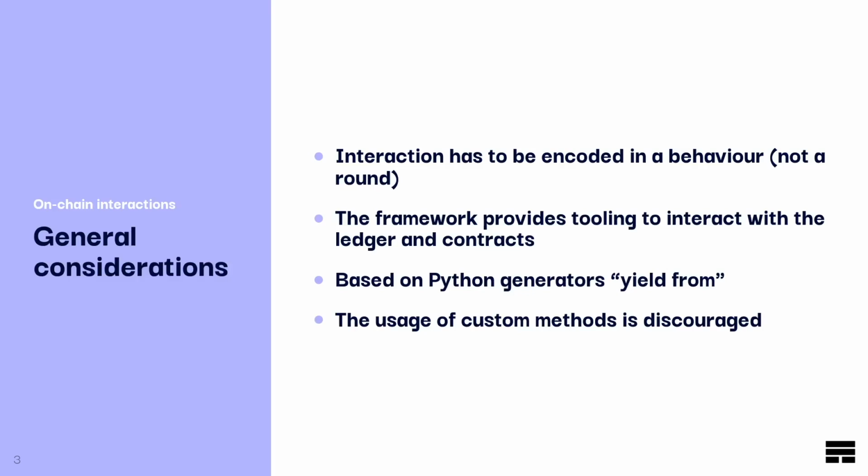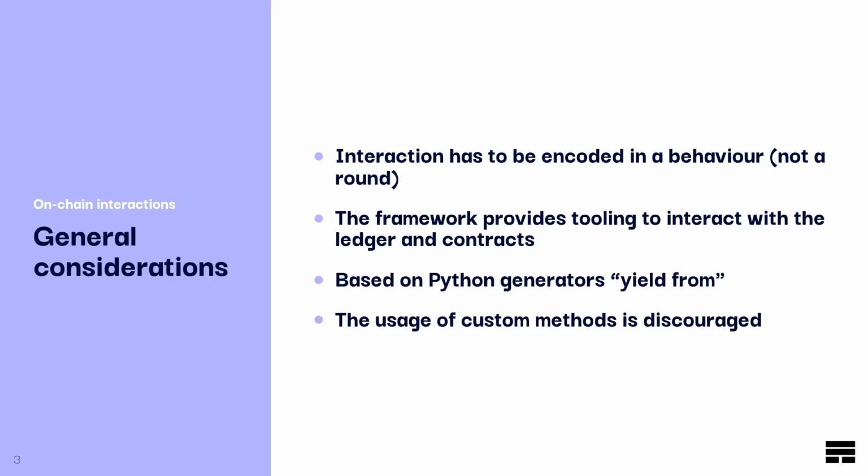Any on-chain interaction has to be executed through the tooling that is provided by the framework. This tooling is based on Python generators. For this reason, when you execute a call using those methods, they have to be preceded by the construct yield from.